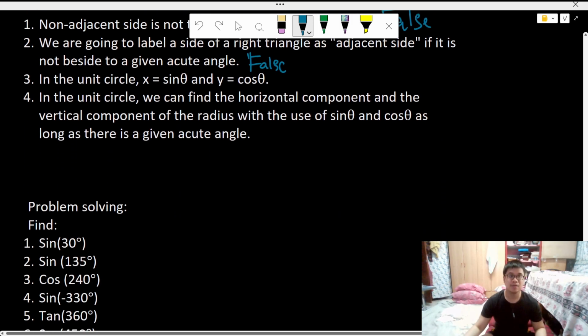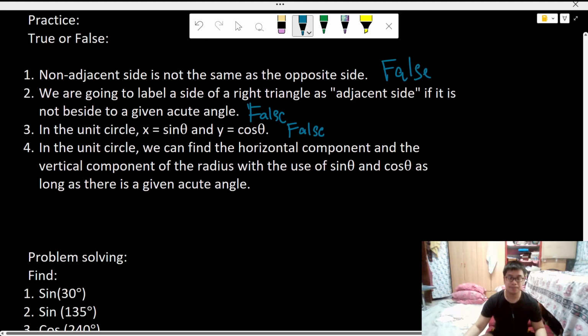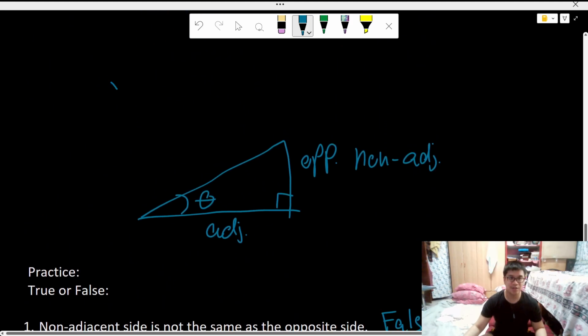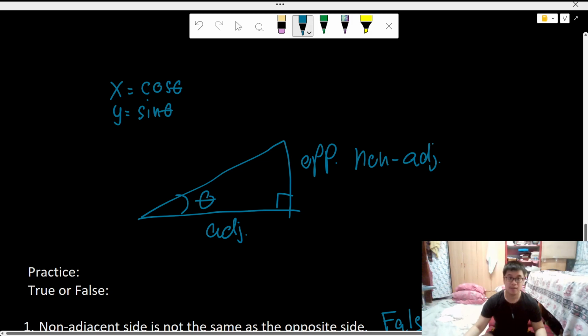So next, number three. In the unit circle, your x is equal to sine theta and your y is equal to cosine theta. The answer here is false. Remember that your x here is equal to cosine theta. Your y, on the other hand, will be your sine theta. Okay? So x cosine, y sine theta.